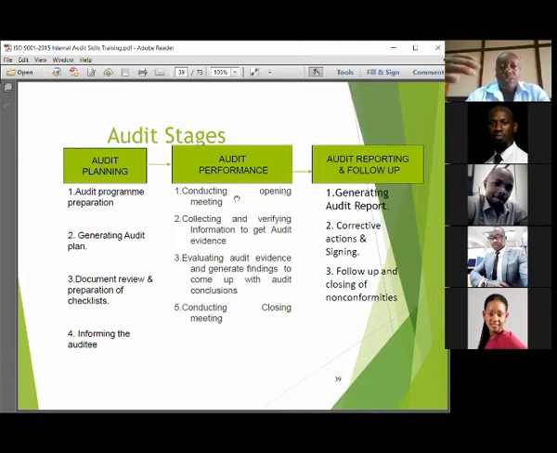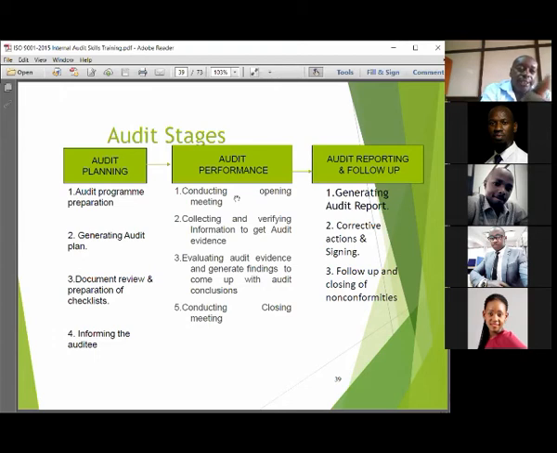Generating the audit plan. So once we have planned, maybe in the audit program it will state that we are going to do the audit in June. So in June, we'll do the actual audit plan, which will show who will audit what process, at what time, just like the example you have been shown there.